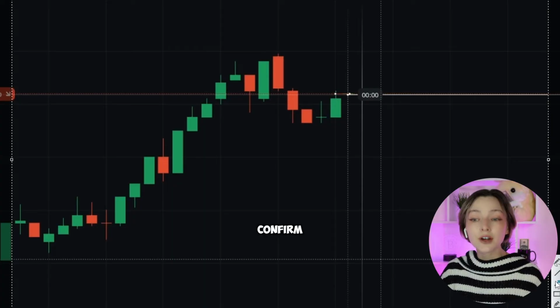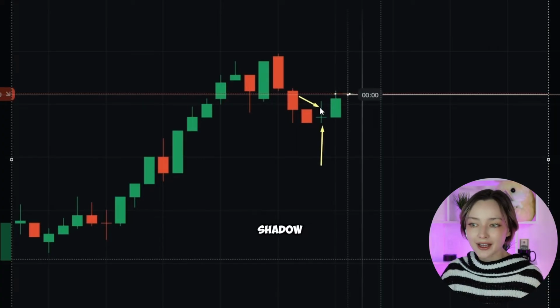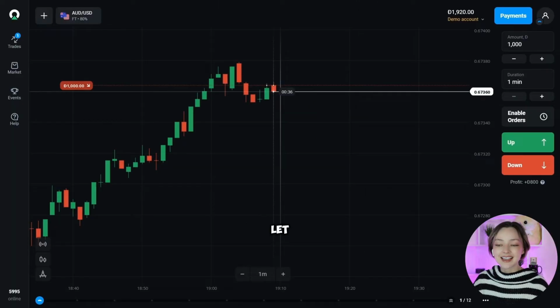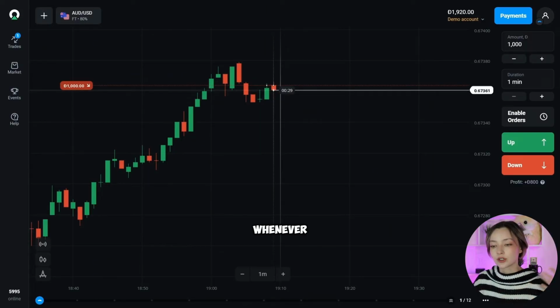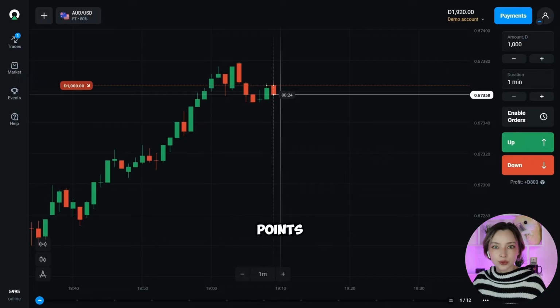In order to confirm your entry point, you can also look at this candle right here. Its peculiarity is that it has a large shadow at the top and a very tiny body. This indicates a strong seller's presence on the market who will try to push the price further down. While the trade is in progress, let me give you the first piece of advice from me personally. You should always find secondary factors whenever you find your entry point. Basically, that will confirm your entry points. This will give you some sort of confidence in your trade.